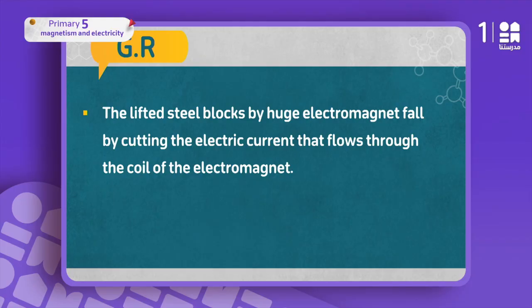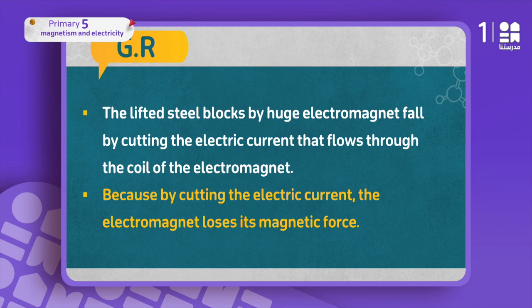Let's see a give reason question here. The lifted steel blocks by the huge electromagnet fall by cutting the electric current that flows through the coil of the electromagnet. Why, when we cut the electric current, do the iron blocks held by the huge electromagnet, the crane, fall? Why? Because by cutting the electric current, the electromagnet loses its magnetic force, and therefore the blocks fall.